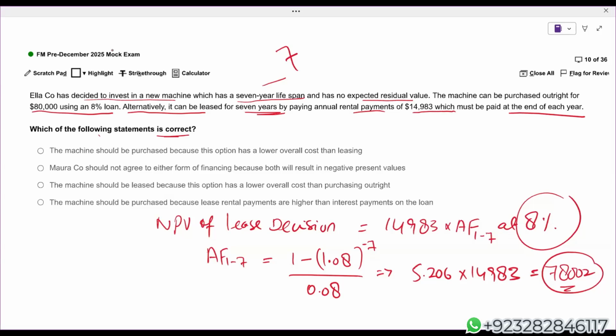Let's see what the options are. The machine should be purchased because this option has lower cost. No, it's not. The company should not agree to either form of financing. No. When we make a financing decision, you will always have a negative NPV of the buy decision and a negative NPV of the lease decision. Whichever gives us the lower negative NPV, we'll opt for that. The machine should be leased because the option has a lower overall cost than purchasing. That is true.